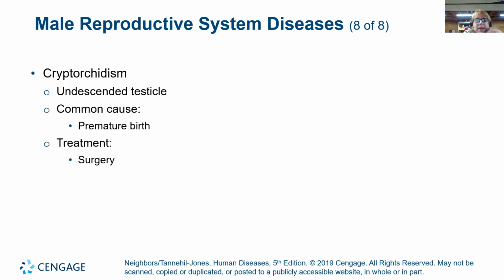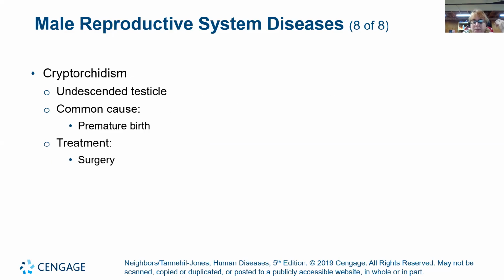Cryptorchidism, this is an undescended testicle. Okay, it's very common in premature births because one of the last things that develops in utero for a male child is for the testicles to descend. So in preemie births, a lot of times they will give it some time. Okay, they will give it 3, 4, 5 months. And if it doesn't descend after that, they will do surgery.